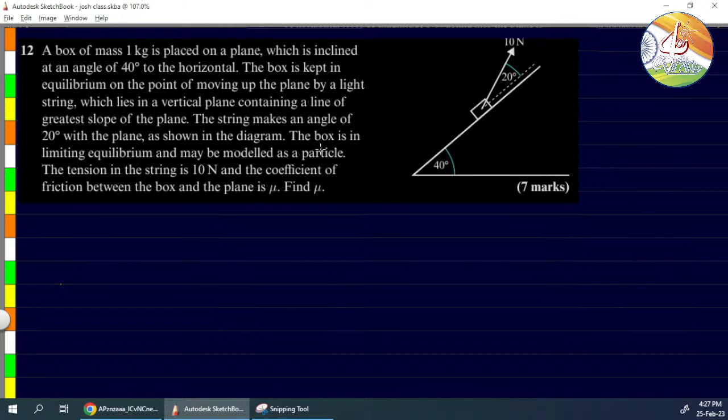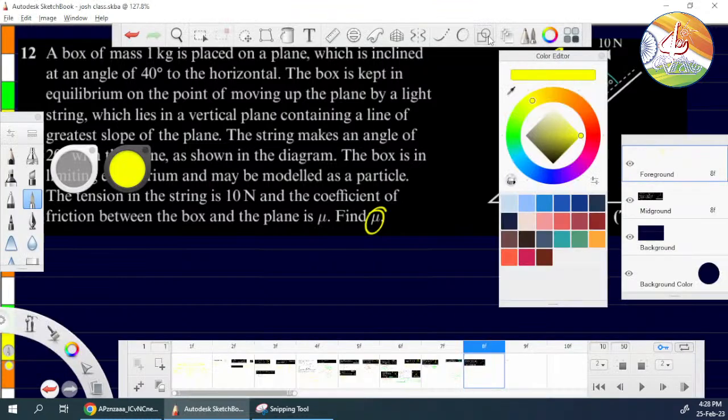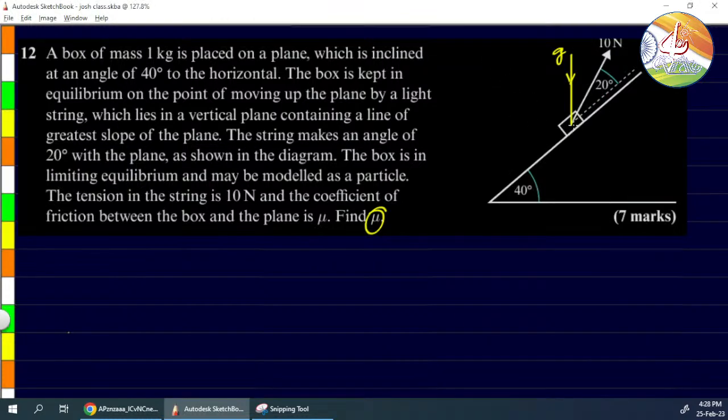The tension in the string is given as 10 newtons. The coefficient of friction is mu. We have to find mu. Ready? Let's put all the forces on this. So the vertical force is how much? The box is weighing 1 kg, so this will be just G, correct? Then we have to take the perpendicular force.